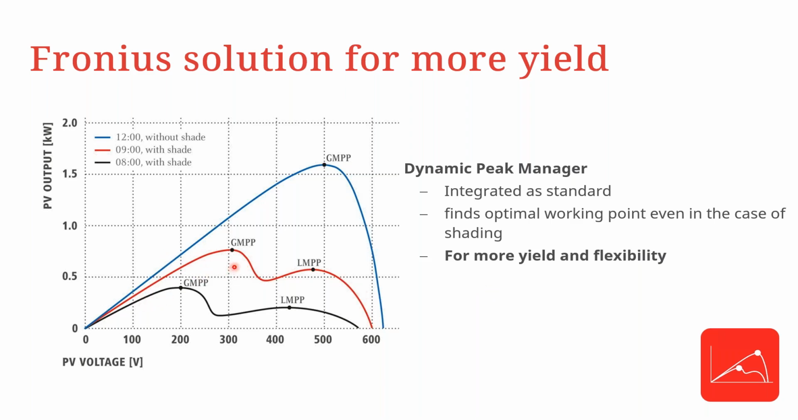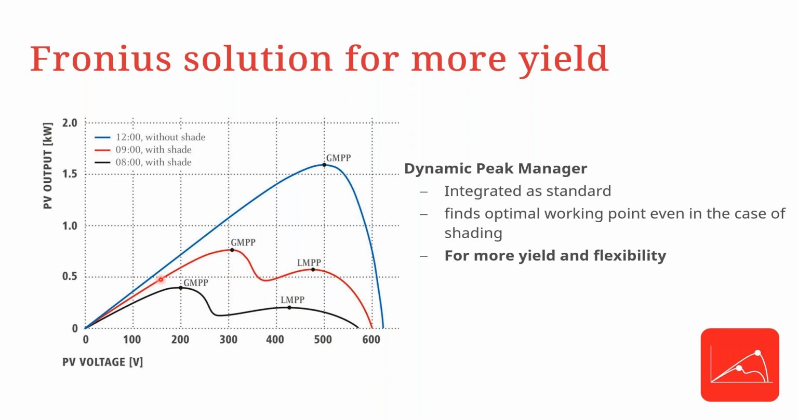In most cases, when you have an inverter without the Dynamic Peak Manager to mitigate against shading, when you have partial shading, for example, if you look at these two graphs at 9 a.m. and at 8 a.m., you have two possible maximum power points. We have what we refer to as the local maximum power point, and what we refer to as the global maximum power point. If the inverter does not have the Dynamic Peak Manager, it gets stuck at the local maximum power point, because any shift of the operating voltage downwards or upwards shows that the actual power output is reducing, and therefore it gets stuck at this point.